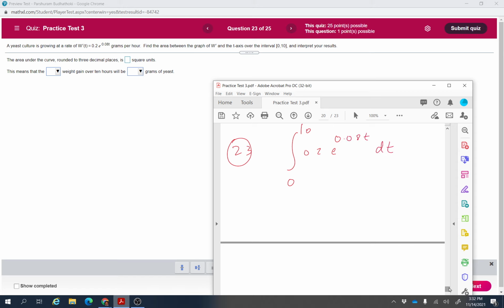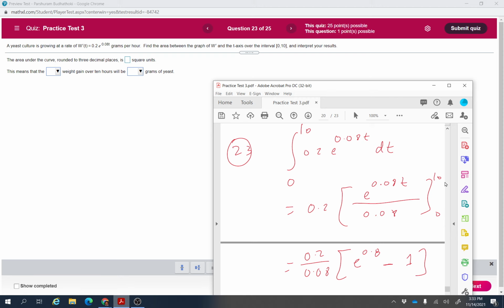If you try to find the integration by using the fundamental theorem of calculus, this is 0.2 over 0.08 times e to the power 0.08t, from 0 to 10. Put t equal to 10 here, which gives e to the power 0.08 times 10, which is 0.8, minus t equal 0, which is e to the power 0, which is 1.